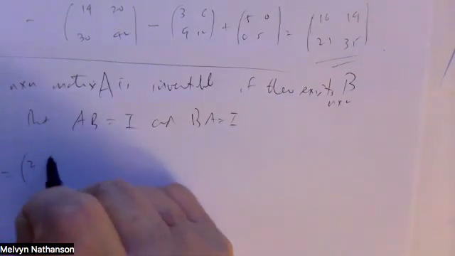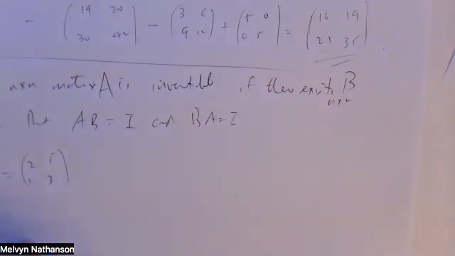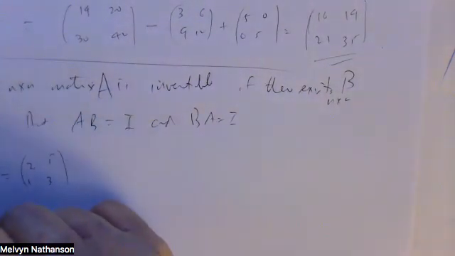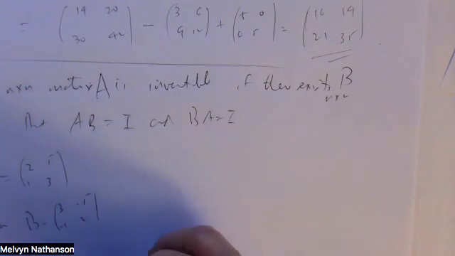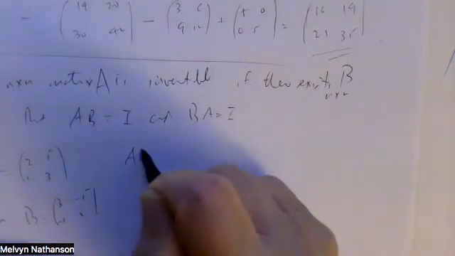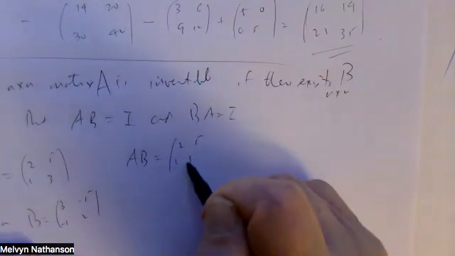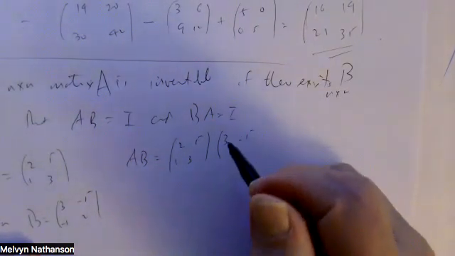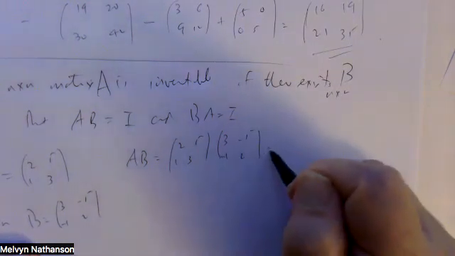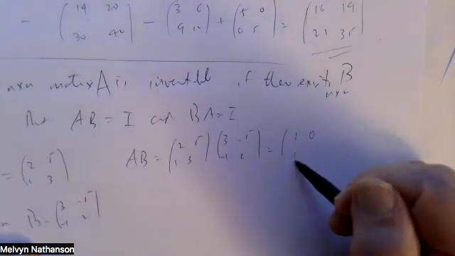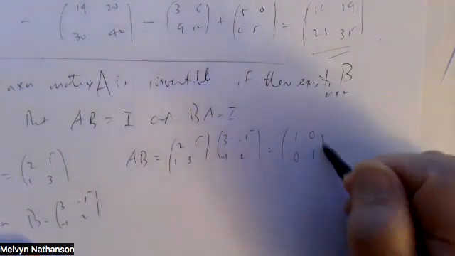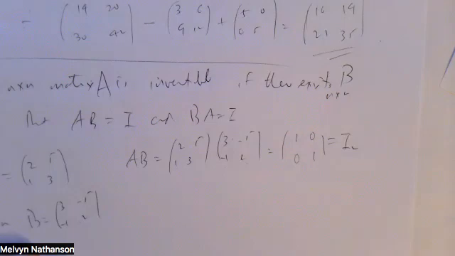So suppose A is [2, 5; 1, 3]. I claim, I let B be [3, -5; -1, 2]. This is an inverse. So let's calculate AB. [2, 5; 1, 3] times [3, -5; -1, 2]. So this is 6 minus 5 is 1. Minus 10 plus 10 is 0. 3 minus 3 is 0. Minus 5 plus 6 is 1. So for this A and this B, A times B is the 2 by 2 identity matrix.